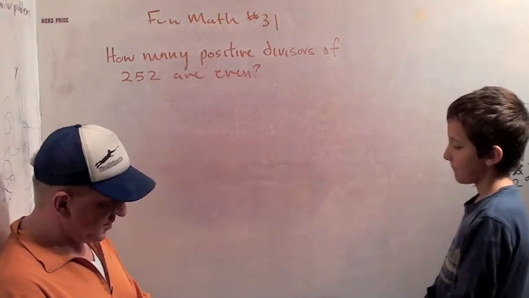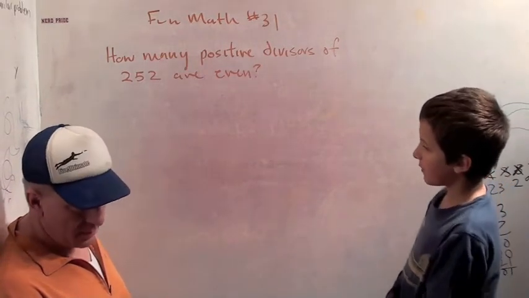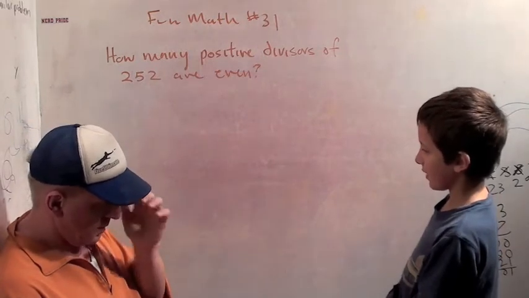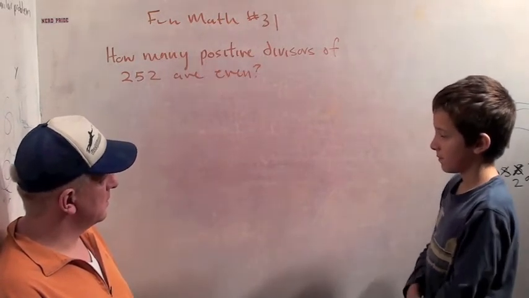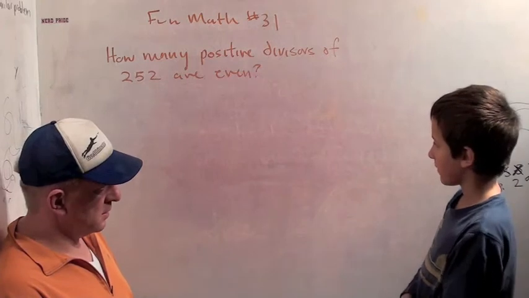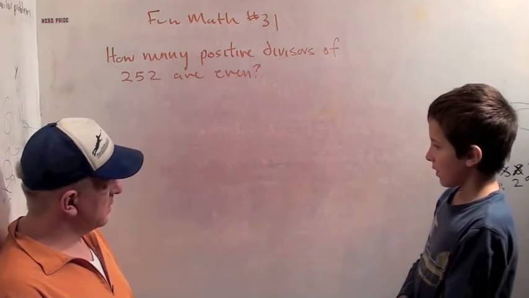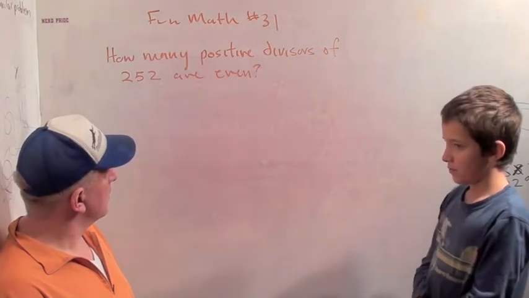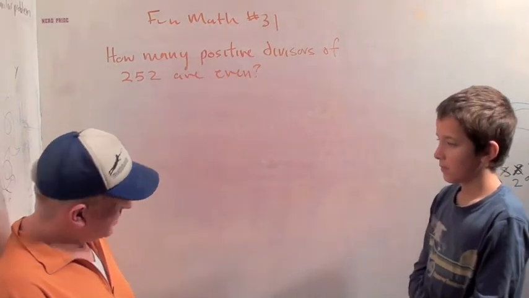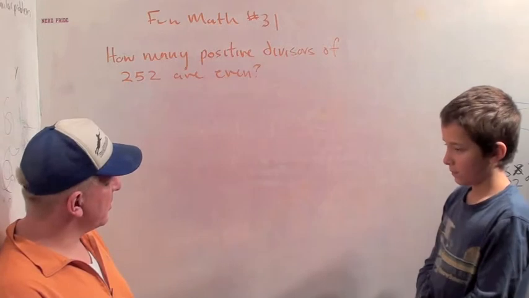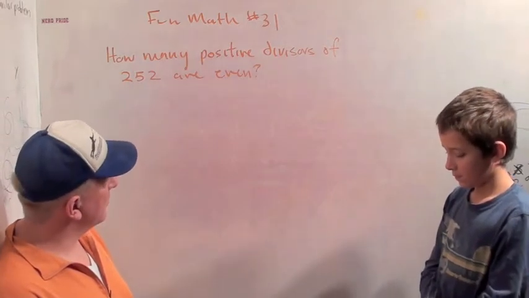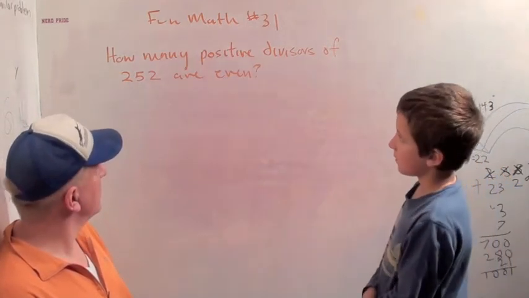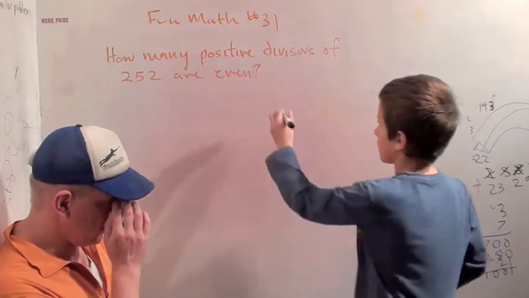Okay, how do you want to approach this problem? Well, we need to figure out how to find even divisors. Okay. So, we can factor it into primes to find all the divisors. Okay, so it's asking for even divisors, but a good start is finding all of the divisors, and the way we do that is factoring into primes. So go ahead, factor 252 into primes.